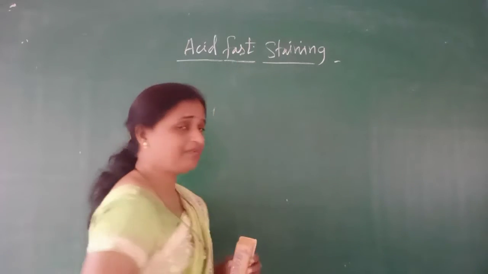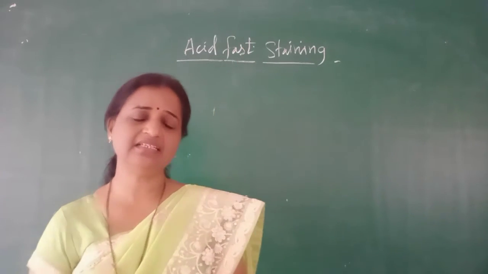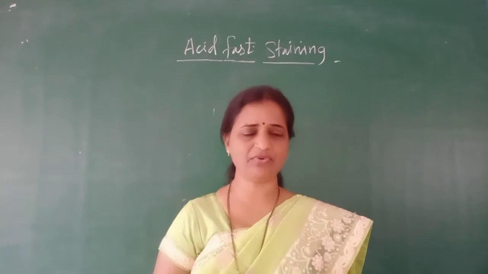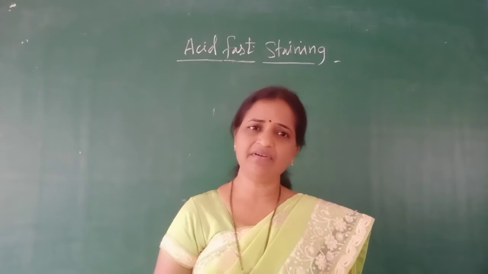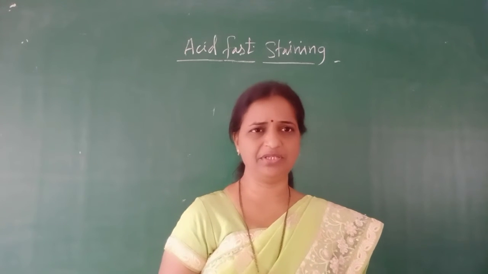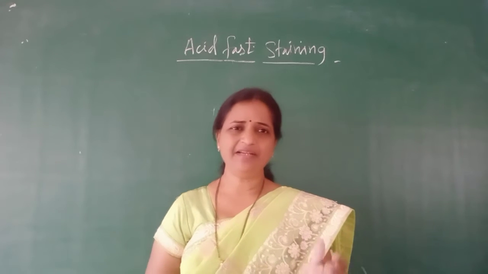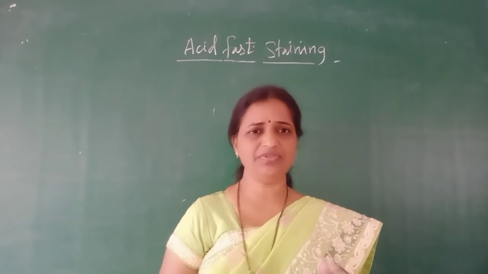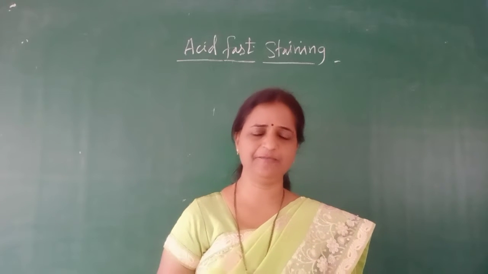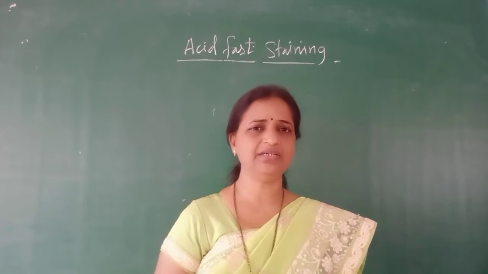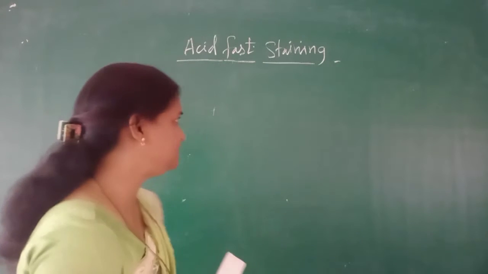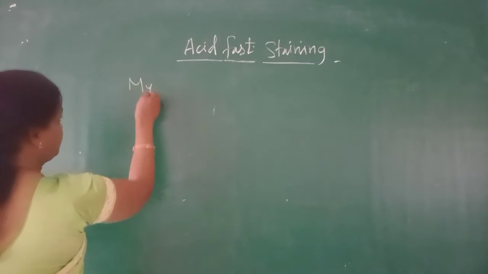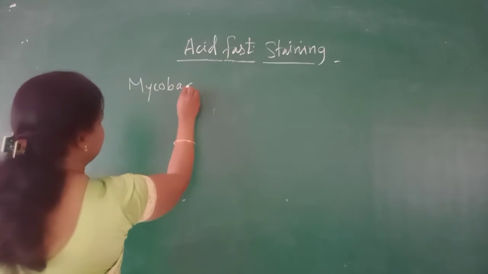Now, the purpose of acid fast staining is this. When we perform gram staining, we can divide organisms as gram positive and gram negative. Generally, all bacteria except a few examples can be stained by gram staining. But there is a group of organisms from the genus Mycobacterium. What is special in these bacteria?